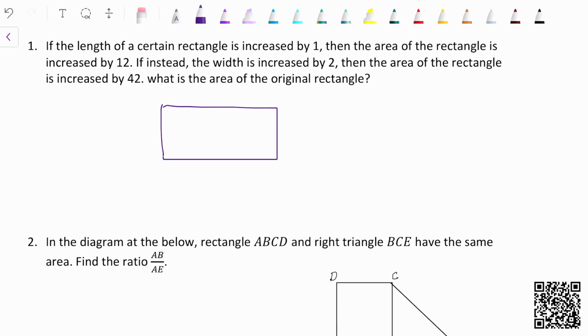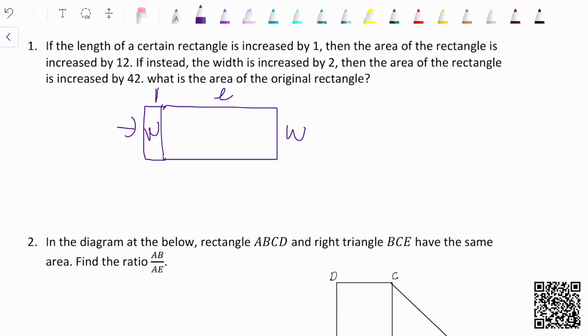So think of it like this, okay? This is the length, this is the width. If the length of the rectangle is increased by 1, so let's say that we increase it by 1 this way, so this is 1. The area of this increased part is basically equivalent to 1 times w. So this bit is actually just w.